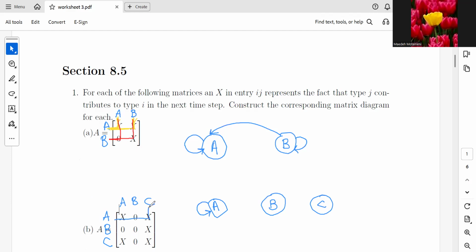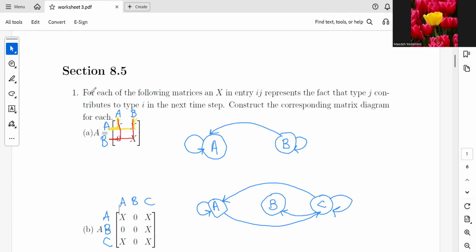Next one, C and A. Starting C, ending A, there will be a connection. So something like this. Next row will be no relation, starting A, ending B, no relation from B to B, but there is a relation from C ending B. So C to B here. And the last row, A to C, there is a connection like this. B to C, no relation, and C to C, so we have an arrow here.